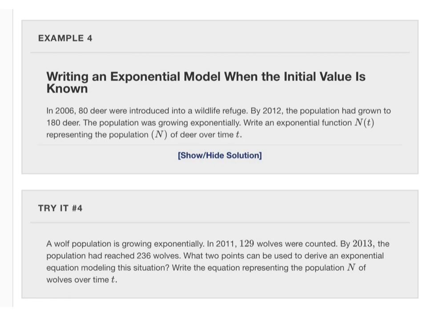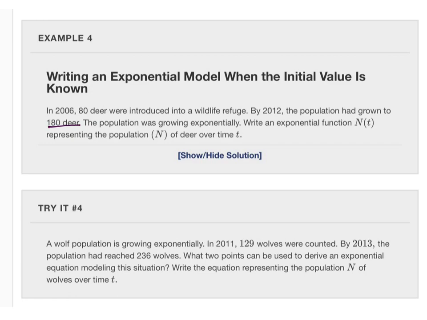This says in 2006, 80 deer were introduced into a wildlife refuge. By 2012, the population had grown to 180 deer. The population was growing exponentially. Write an exponential function n of t representing the population n of deer over time. Okay? Write an exponential function.